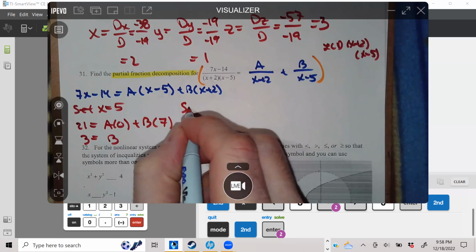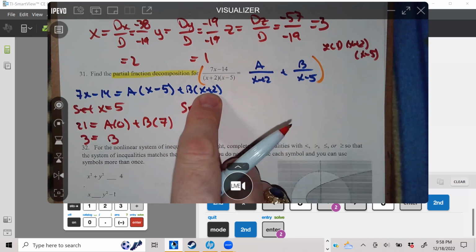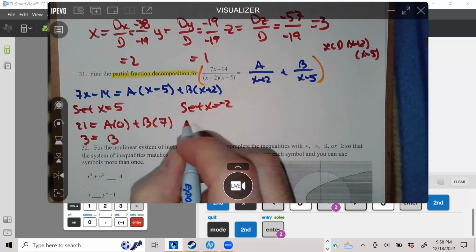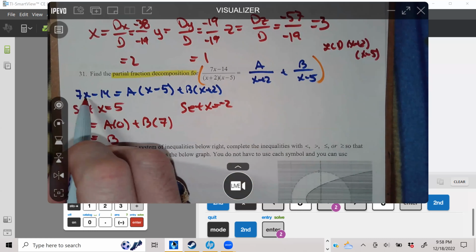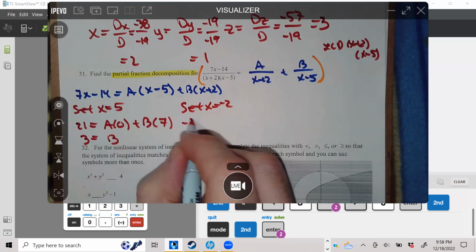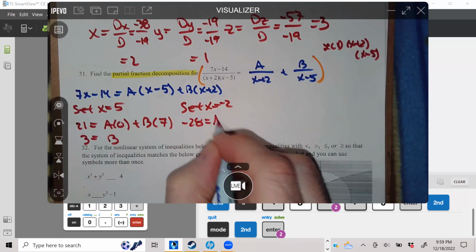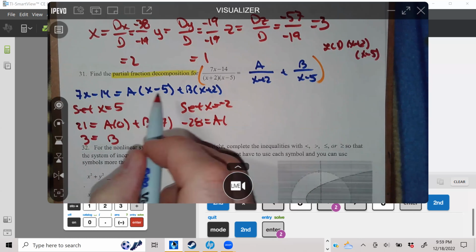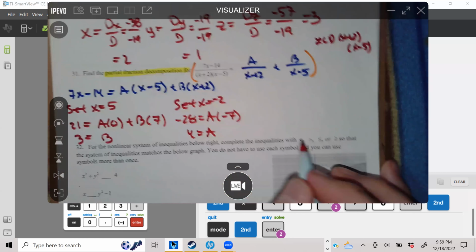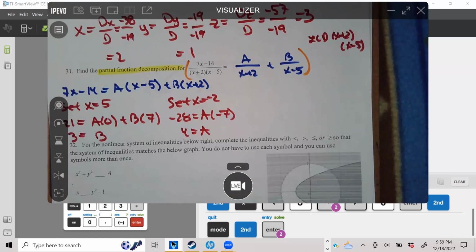We need to figure out what a is. This time I'm going to set x equal to negative 2. And that's going to give me 7 times negative 2 is negative 14. Minus 14 again gives me negative 28 equals a times negative 2 minus 5 is negative 7. So 4 equals a.